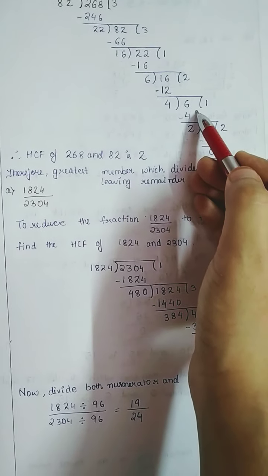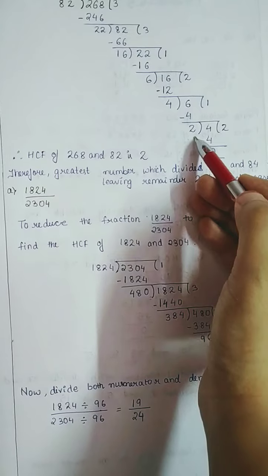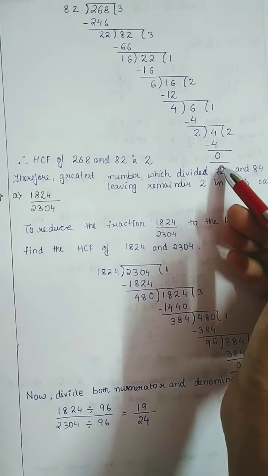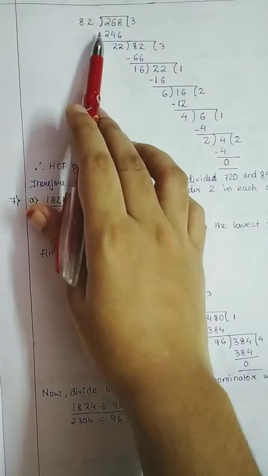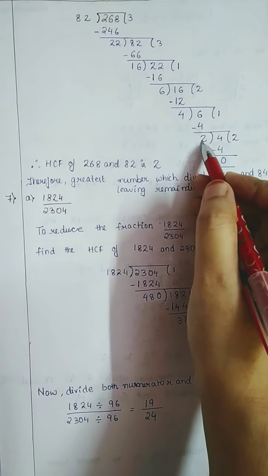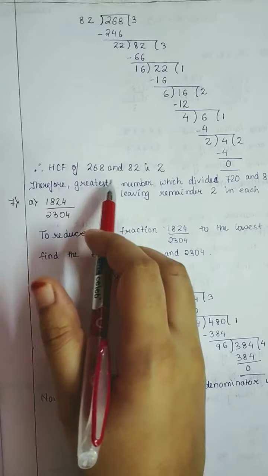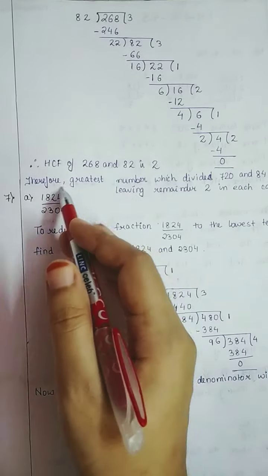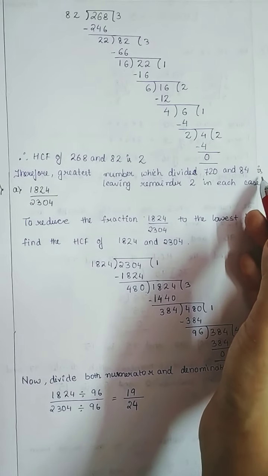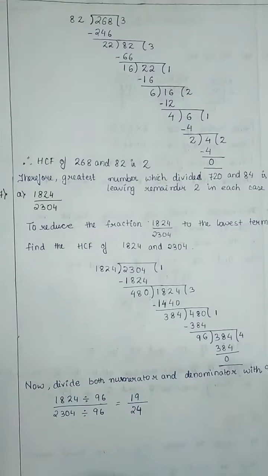Now 6 will come inside. 4 1s are 4, 6 minus 4 will be 2. Now this 4 will come inside. 2 2s are 4, which equals 0. Now we have got 0. Till the time we get a 0, we will not stop. We have got the 0, which means this divisor is our answer. This is 2. So the HCF of 268 and 82 is 2. Therefore, the greatest number which divides 270 and 84, leaving remainder 2 in each case, is 2. This will be the answer.